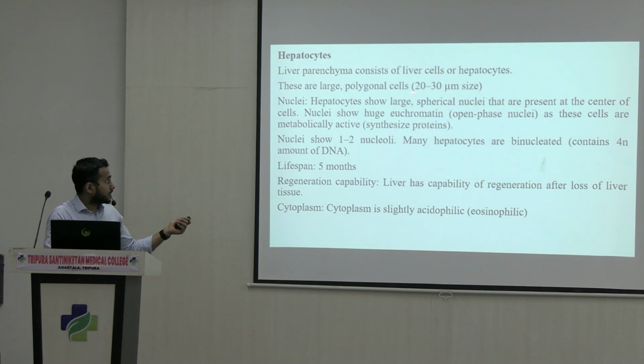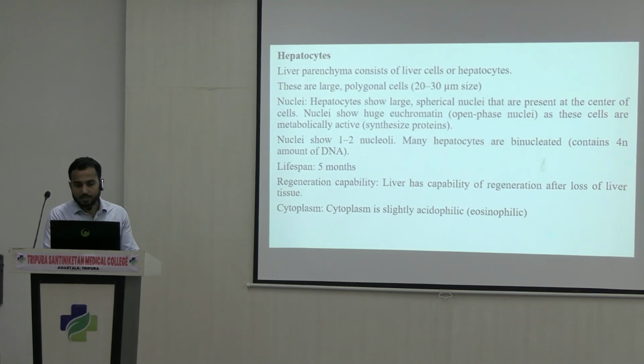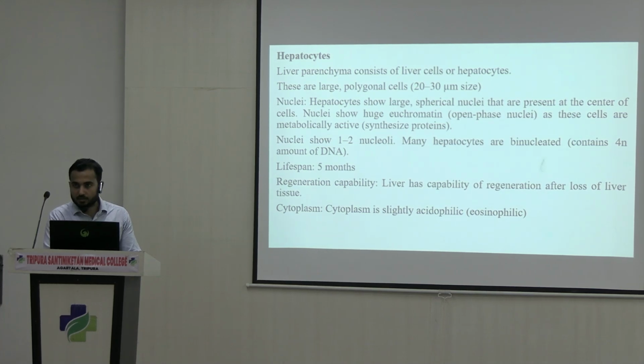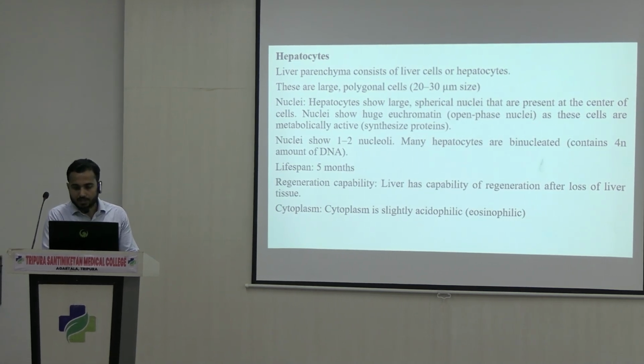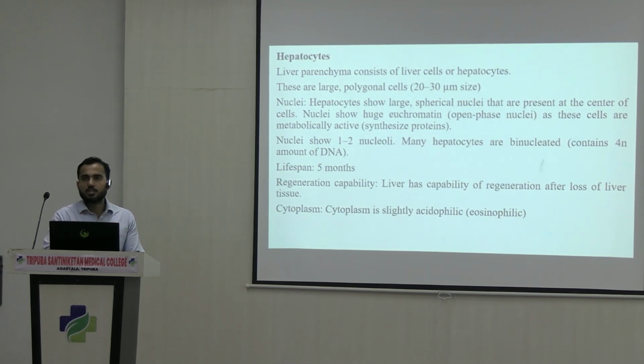If you see the size, it is 20 to 30 micrometers, quite large. Now the nucleus is large, spherical and present at the center of the cell. The nucleus shows abundant euchromatin, because these cells are metabolically active and synthesizing continuously. The nucleus shows 1 to 2 nucleoli. Many hepatocytes are binucleated. Lifespan is approximately 5 months, and they have high regeneration capability. That means if some part of the liver is damaged, it has the capacity to regenerate again. And the cytoplasm is slightly acidophilic.